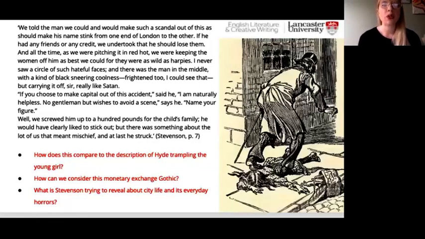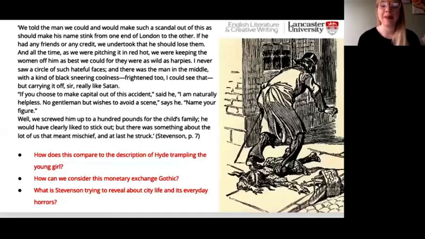So, we told the man we could and would make such a scandal out of this as should make his name stink from one end of London to the other. If he had any friends or any credit, we undertook that he should lose them. And all the time, as we were pitching it in red hot, we were keeping the women off him as best we could, but they were as wild as harpies. I never saw such a circle of hateful faces, and there was a man in the middle with a kind of black sneering coldness, frightened too, I could say that, but carrying it off, sir, really like Satan.